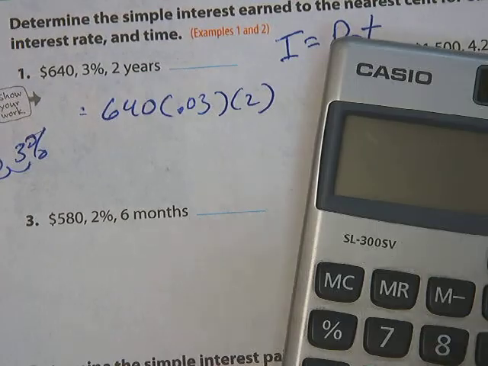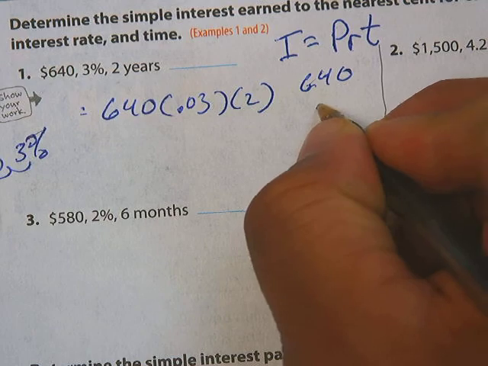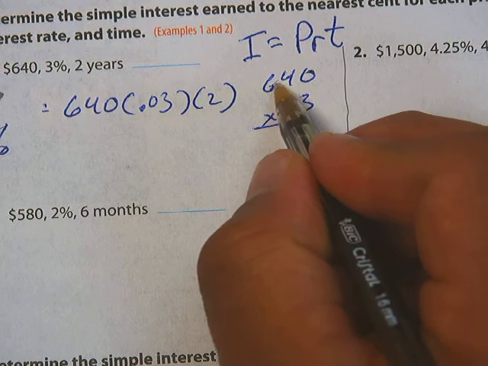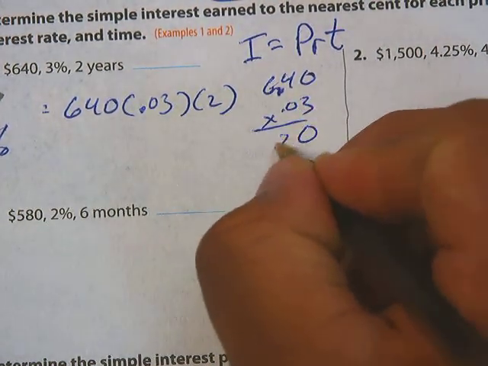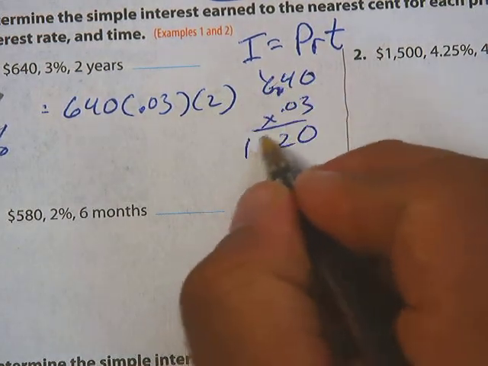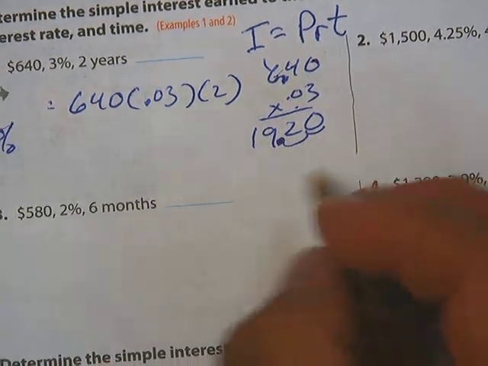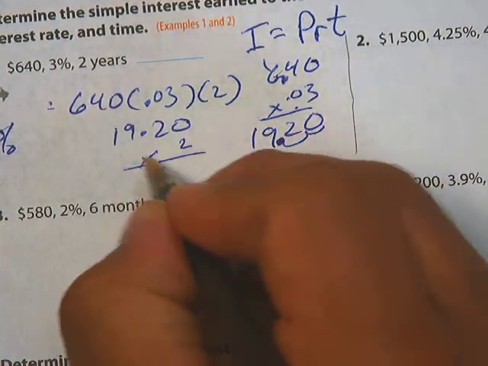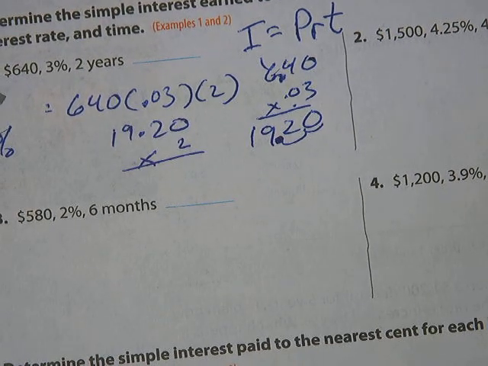Okay, and so all I'm going to do is multiply 640 times 0.03. I'm sorry, 640, not 6.40. Okay, that's a mistake there. 640 times 0.03, that gives me 0. 4 times 3 is 12. 6 times 3 is 18, plus 1 is 19. 2 numbers to the right of the decimal, so 1, 2. So this is 1920, and so 19.20 now times 2, right? Times 2, and that's going to give me what that equals.